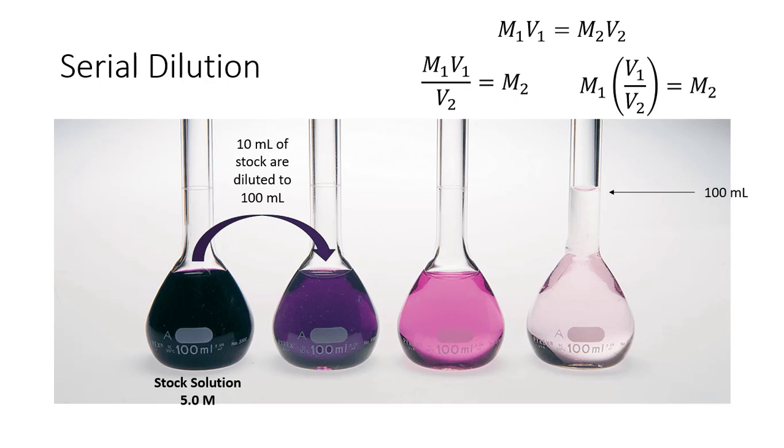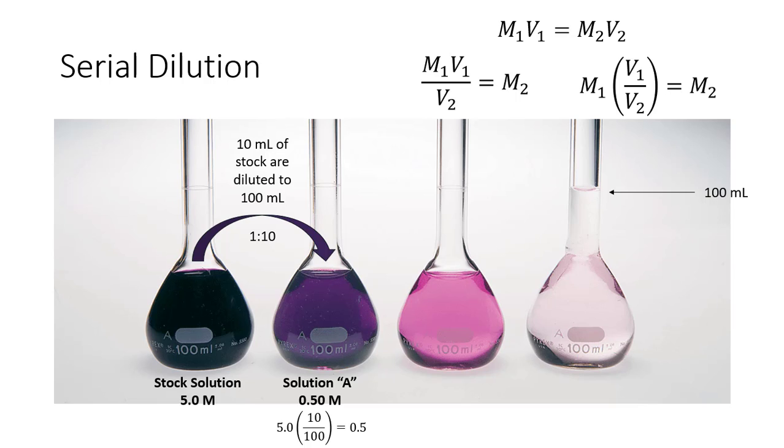And so that's what you can see here, that as you add more water to it, it's becoming a lighter shade of purple. And so how much did we dilute it? We diluted it 1 to 10 because 10 milliliters was diluted to 100 milliliters. So that dilution factor is 1 to 10. So what that tells us is when we put it in the M1 V1 over V2 equals M2 equation, we've got 5 times our 10, which is the number of milliliters of our stock, over 100 milliliters, which is our total volume, equals 0.5. So we're going to call this solution A.